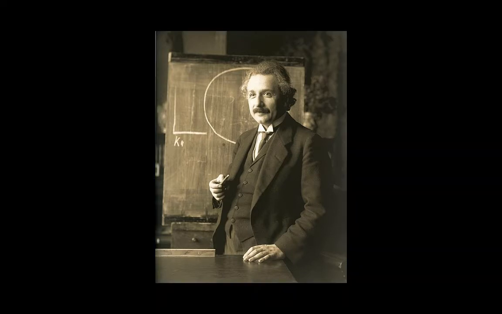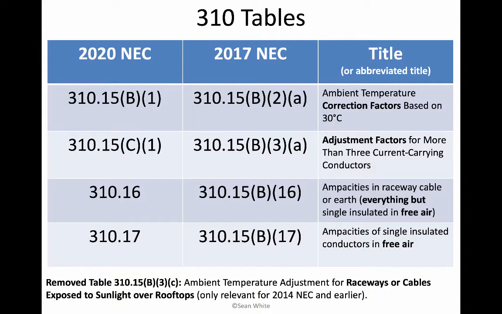Article 310, conductors for general wiring. This is where we're going to go when we want to figure out how big our wire needs to be. That's the main part of 310, and that's why 310 is probably the most popular place in the code for electricians to be, looking through 310, figuring out how big this wire has to be.